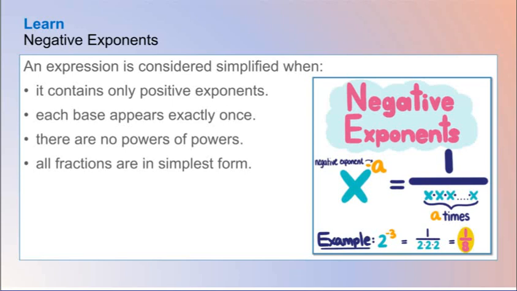An expression is considered simplified when you have these 4 statements. It contains only positive exponents. You want to verify that all the exponents in your answer are positive. The base appears exactly once. You don't want to have the base appear more than once in there because you could still simplify it. There are no powers of a power, so you can only have one exponent on each variable. And all fractions are in simplest form.